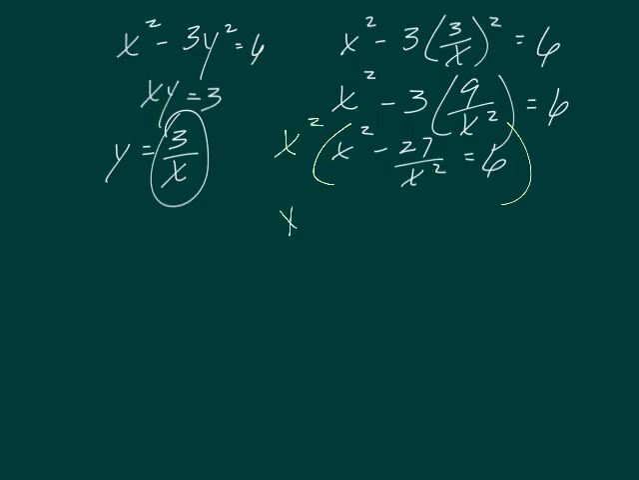And that gives me an x to the 4th minus 27 equals 6x squared. Alright, let's set it all equal to 0 and put everything in the right order.